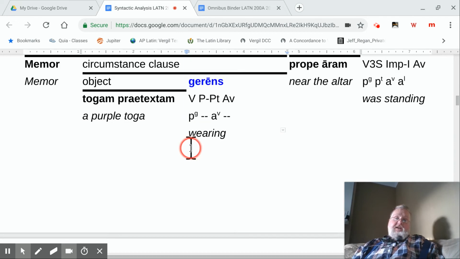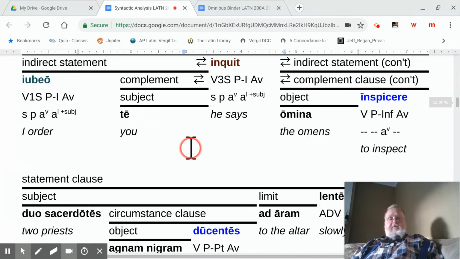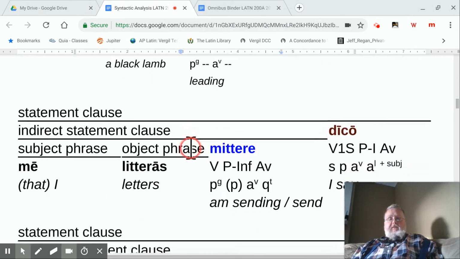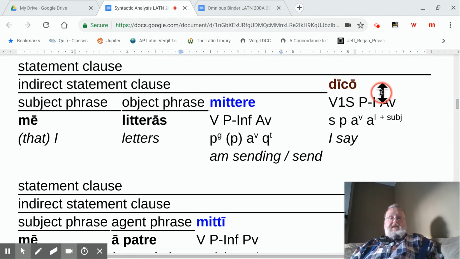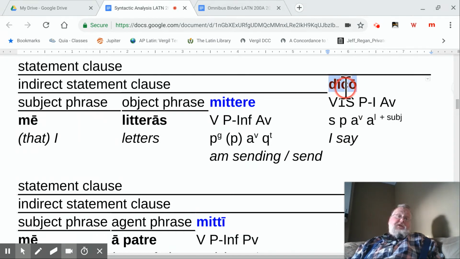Now, how to do indirect statement clauses. Stuff that we covered in the grammar lecture, but I'm going to give you a little bit farther. So you have this head verb, dico. Now, these aren't in the translations yet, but these are supposed to be in the notes. And you have mittere. Infinitives aren't translated as to. That depends on their clause. Well, why isn't this a complement clause? Because you have a head verb here. I say. Head verbs, verbs of information processing, govern indirect statement clauses.